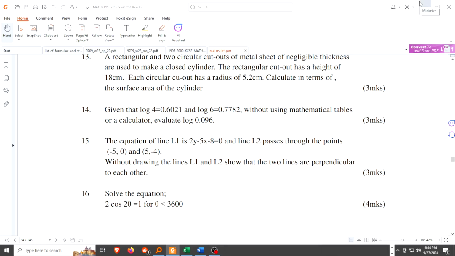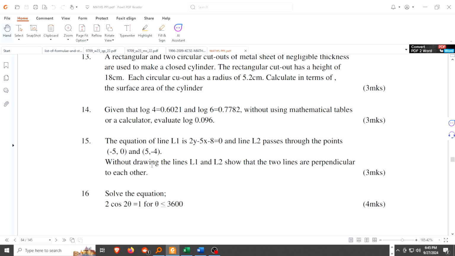Well, the question that I want to consider is that of Kenya Certificate of Secondary Education, Paper 1, year 2008, question 15. And the question is, the equation of line L1 is 2y minus 5x minus 8 is equal to 0. And line L2 passes through the points negative 5, 0, and 5, negative 4.